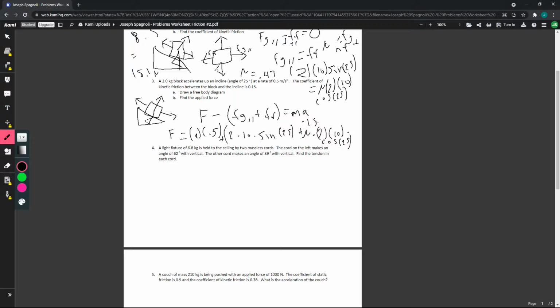It's 0.15. So now we do 2 times 0.5, which is 1. And then we add that to 2 times 10 times sine 25, which for my calculator is 8.5. So now we have 1 plus 8.5, 9.5. And now we add that to mu, which is 0.15 times 2 times 10 times cosine 25, which comes out to 2.7, giving our total applied force equal to 2 newtons. There we go.